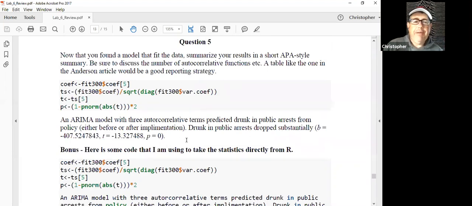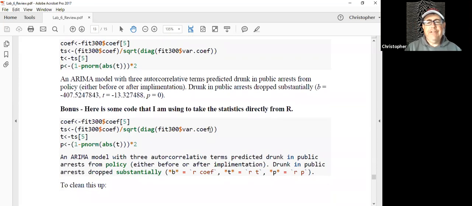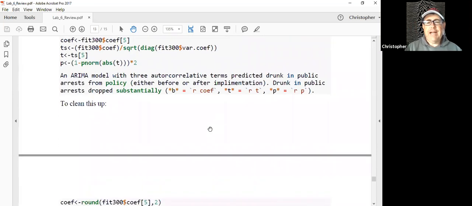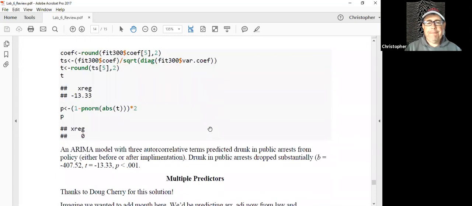Those are coming in a little bit weird here, but we can see that our slope was -407, meaning that we can say arrests were reduced by about 407 when we changed the law. The t-value is 13, and that p-value is 0. Obviously, we never report a p of 0, so we can clean that up a little bit.